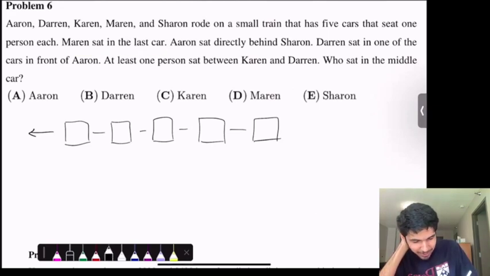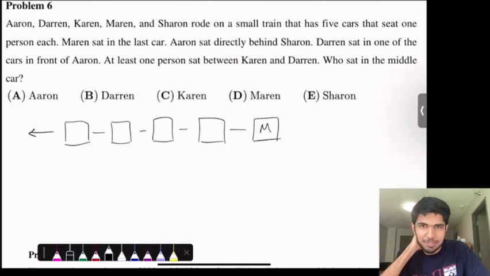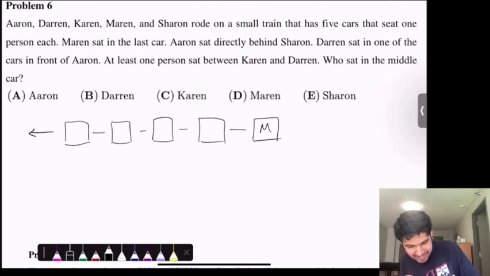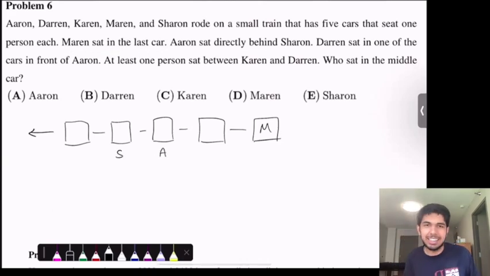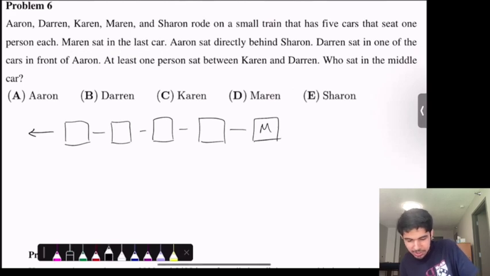Let's just put Marin here, because we know that happened. Aaron sat directly behind Sharon. So that means that there's no space in between Aaron and Sharon. Like, if Sharon sat here, Aaron must have sat there. And remember, this is going to be behind because the train is going in this direction. Similarly, we could have SA, but we cannot have S, blank, blank, A, because that's not directly behind.